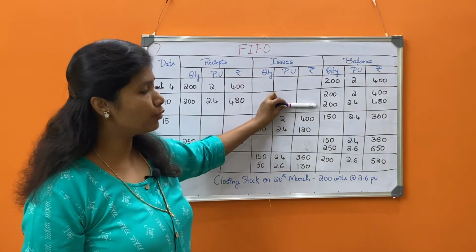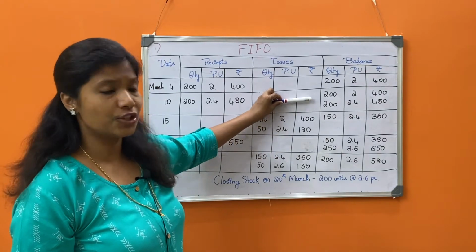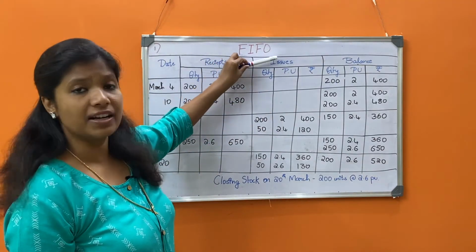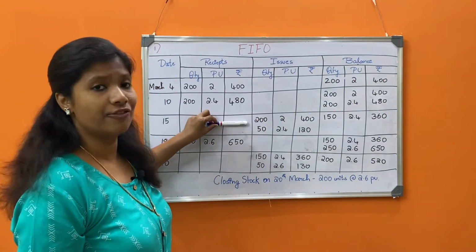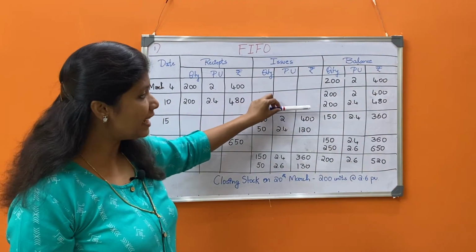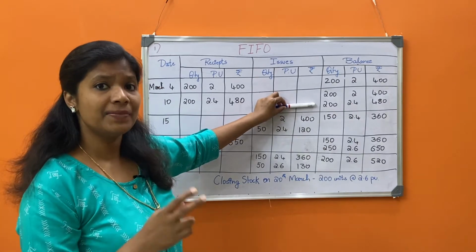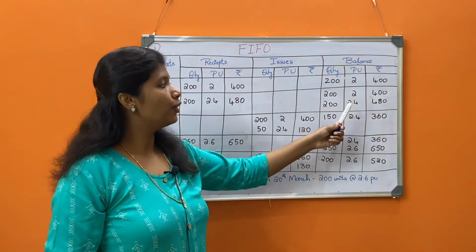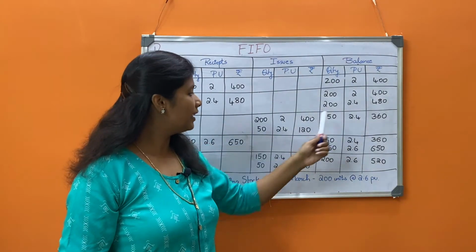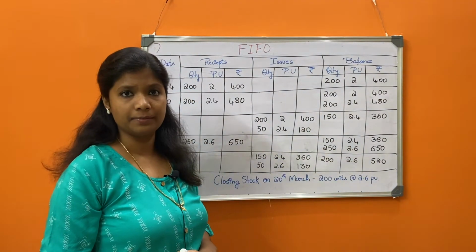Therefore, I will move to the second stock, which is called first in, first out. The first stock that came in will go out first. The remaining 50 units I'll be taking from the second stock. So 50 at the rate 2.4 will give me 120 rupees.